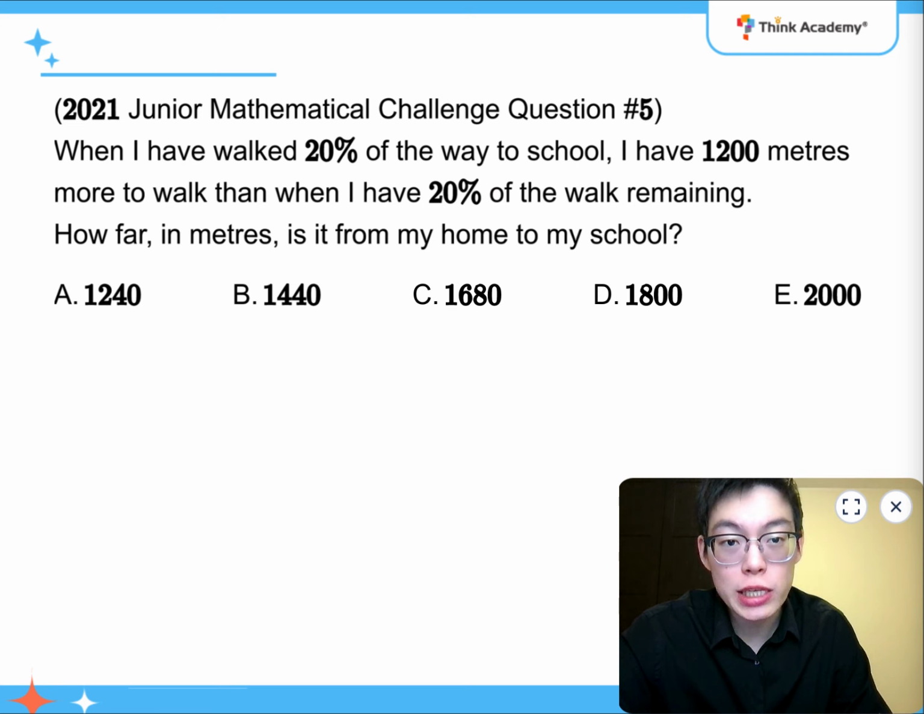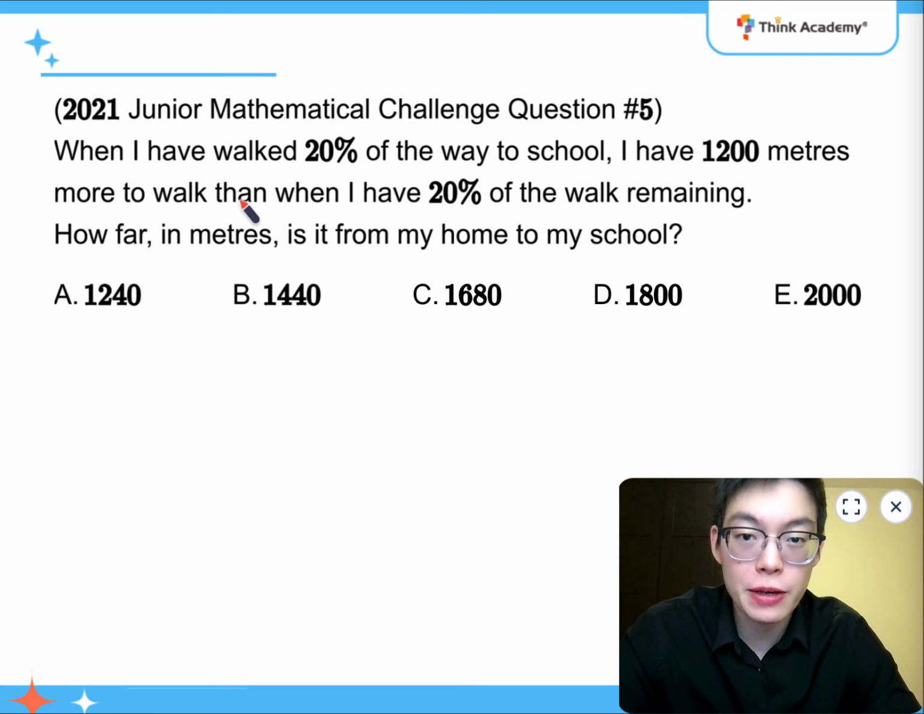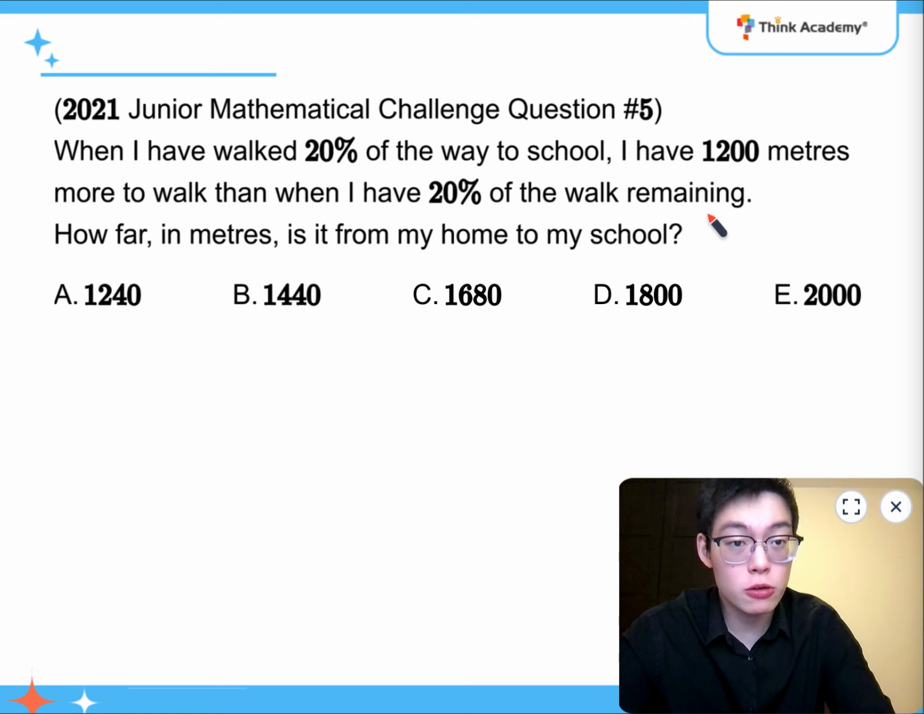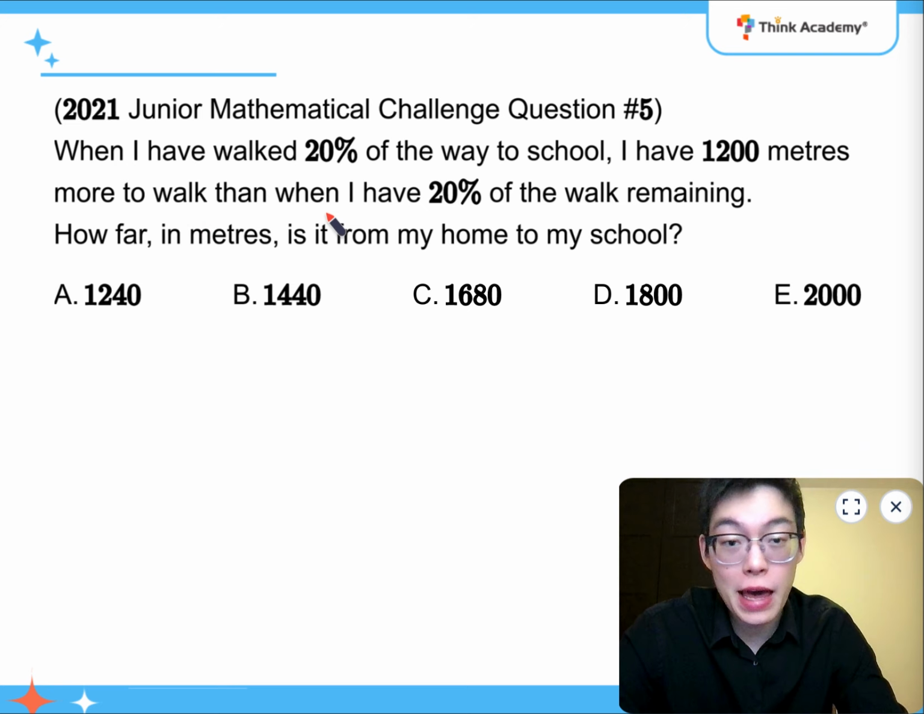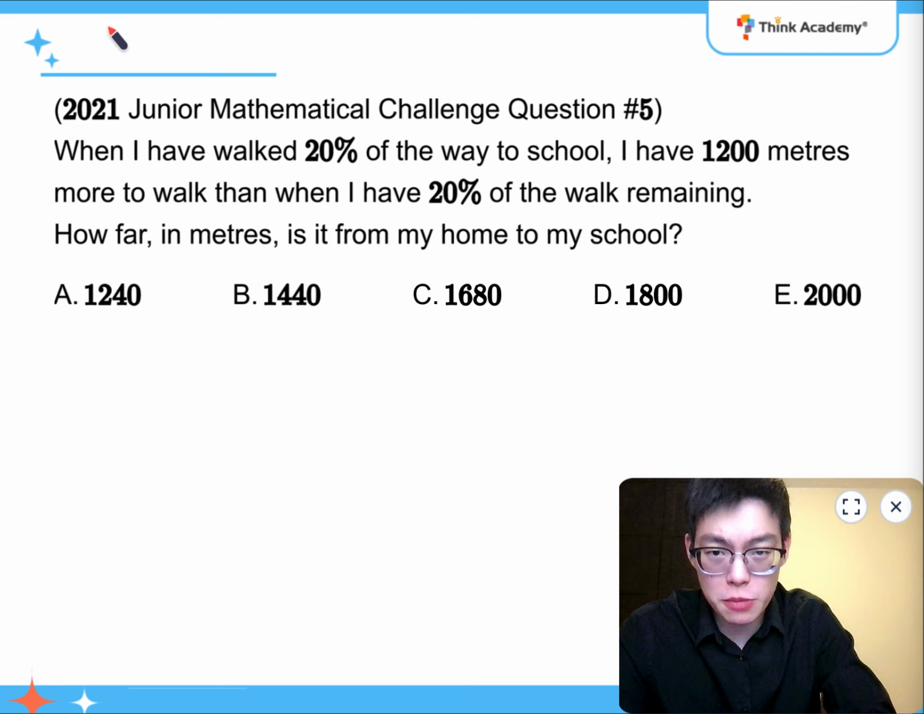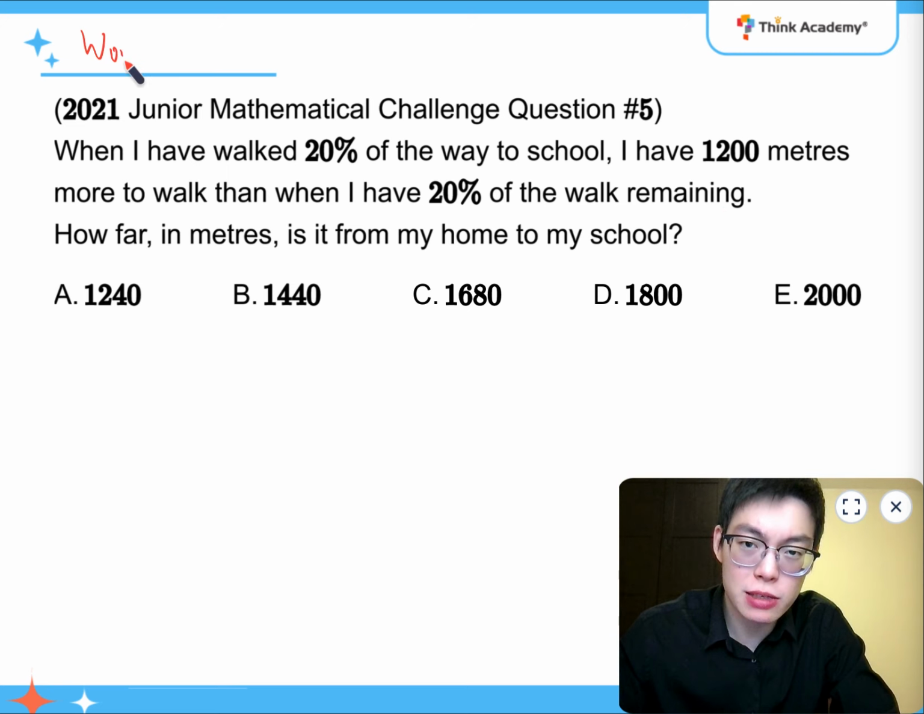And for question 5, it says that when I have walked 20% of the way to school, I have 1,200 meters more to walk than when I have 20% of the walk remaining. So what does it mean? It is pretty wordy, this question. So clearly it's a word problem and it's going to be on percentage.